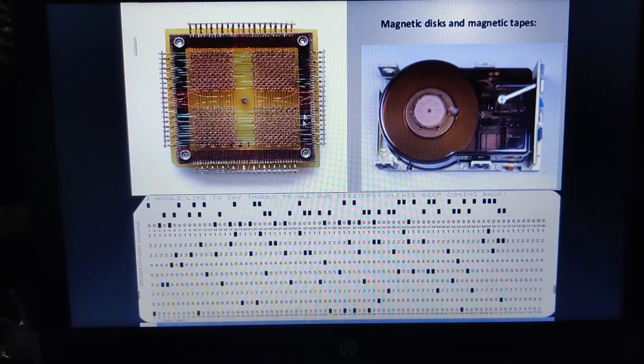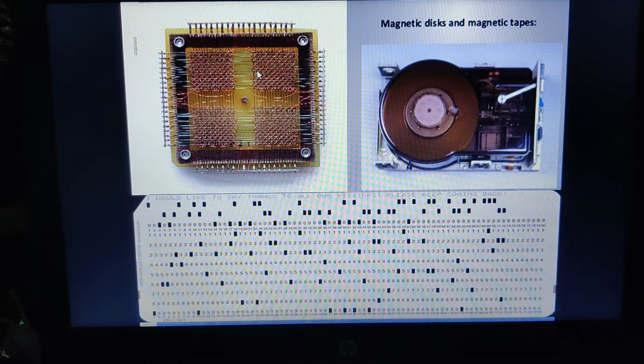magnetic cores were being used for the main memory purpose, and they are using punch cards for the input and printout purpose. Then they were using magnetic tapes and disks for the secondary storage devices. So when the second generation computer system came into existence, they started using secondary storage devices like magnetic tapes and magnetic disks.